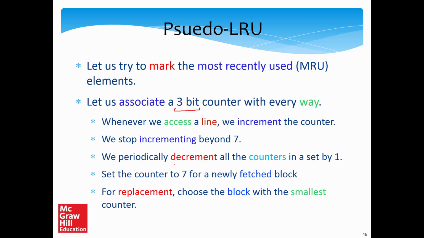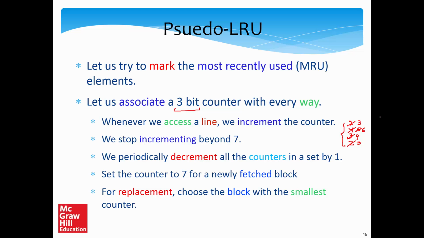Let me show an example till this point. Let's say that we have different lines, so they can have different counts. Then we access this line, so from 4 it will become 5. Then we access this line, from 2 it will become 3. We again access this, this will become 3. Again we access this, it becomes 4. We access this, it becomes 6, and so on.